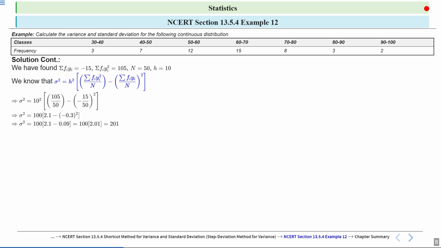So this gives us the variance for our data set. The variance sigma squared is 201.